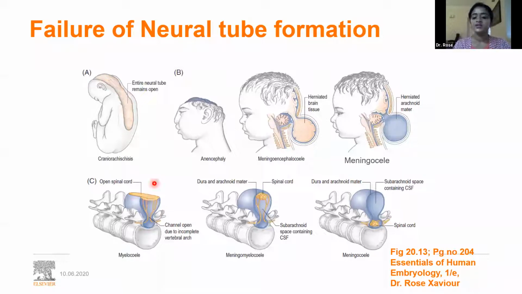The next condition is meningomyelocele. Meningomyelocele means the meninges as well as the spinal cord are exposed. So the difference between myelocele and meningomyelocele is that in meningomyelocele, we have the meninges covering the spinal cord. And the third one is meningocele. Meningocele means only the meninges are protruding, whereas the spinal cord is not protruding. If you understand these terminologies, it will be very easy for you to understand many clinical conditions. So these are the main set of neural tube defects which you will come across.